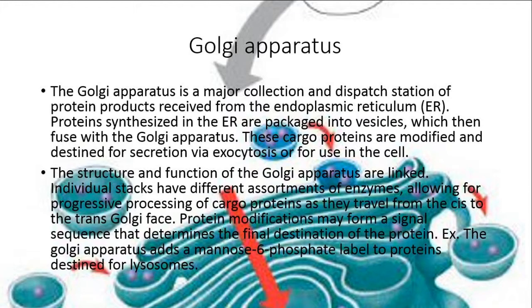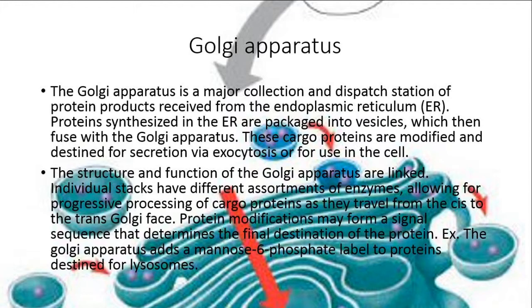In this respect, the Golgi can be thought of as similar to a post office. It packages and labels items, which are then sent to different parts of the cell or to the extracellular space. The Golgi apparatus is also involved in lipid transport and lysosome formation. The structure and the function of the Golgi apparatus are linked.